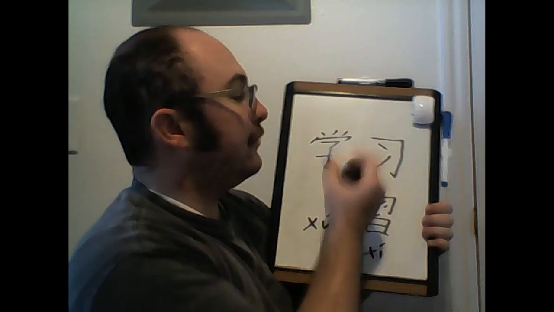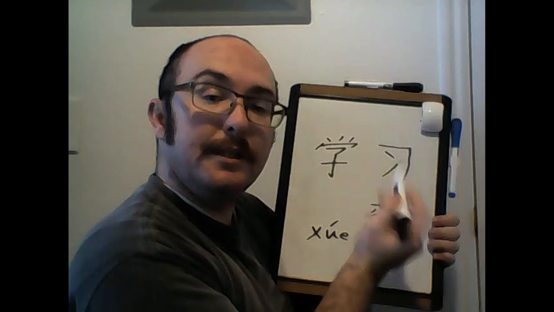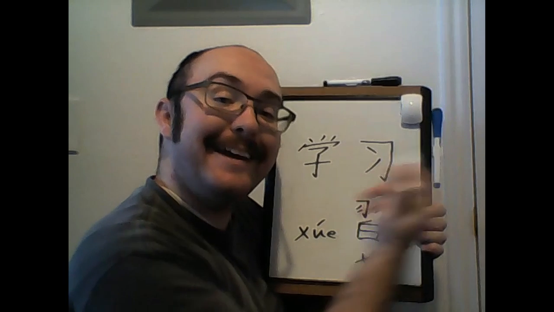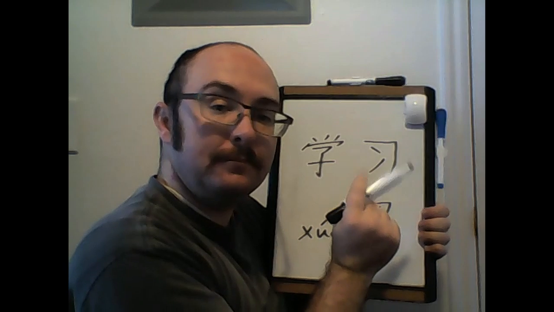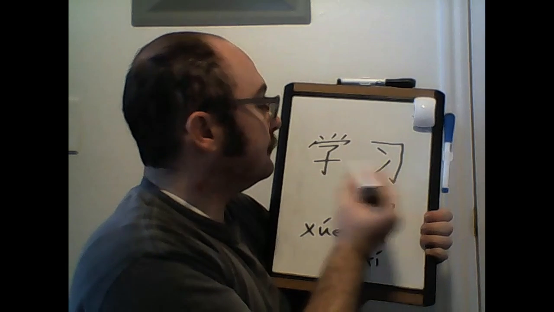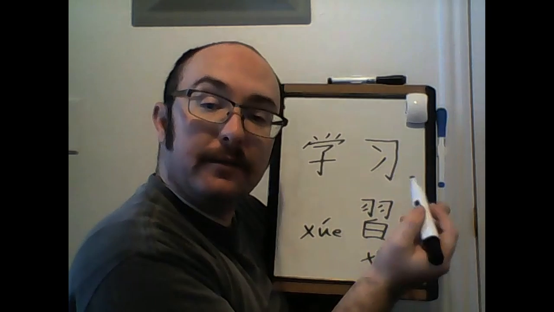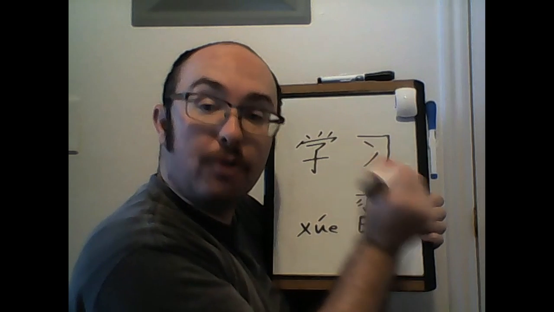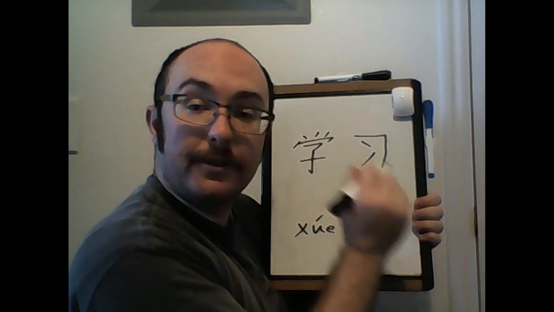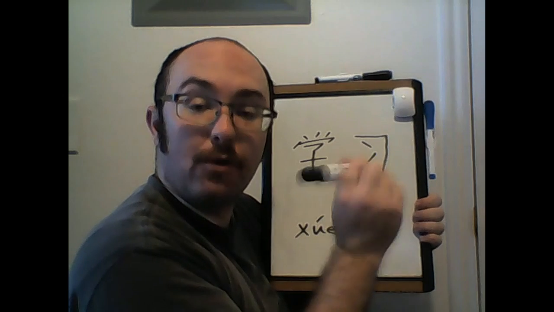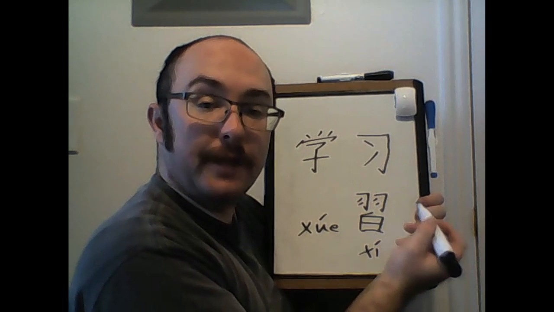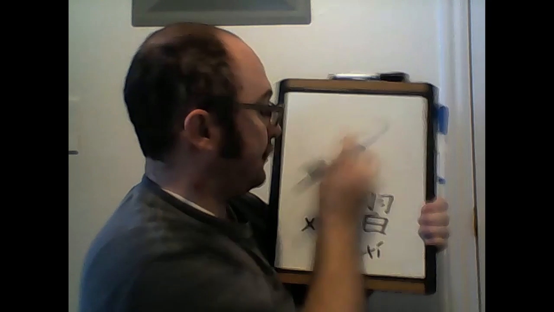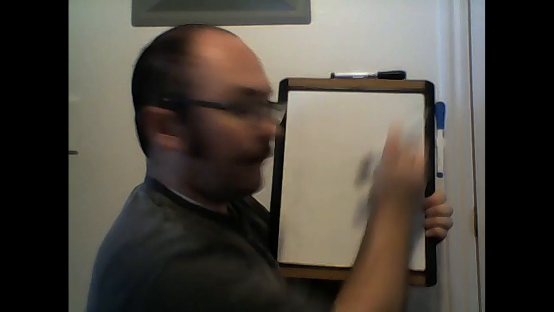Now a two-character verb like this one, 学习, doesn't usually need an object, but you can add an object to that. Like right now, you are 你们学习中文. You're learning Chinese. 你们学习中文. So 学习.